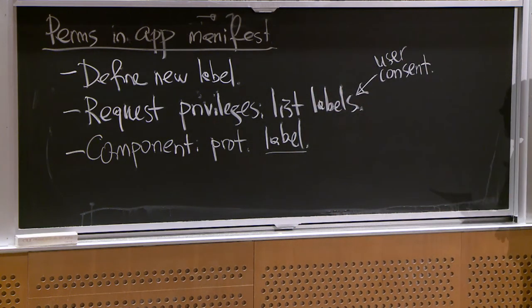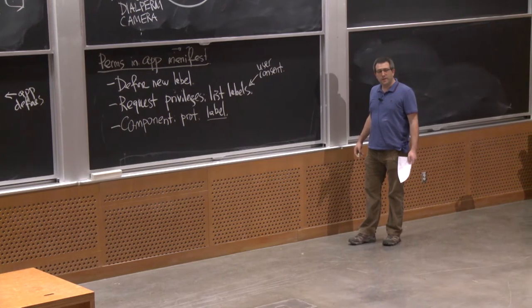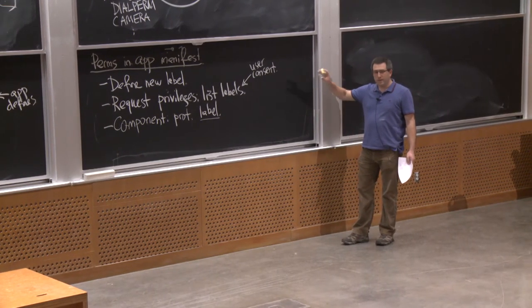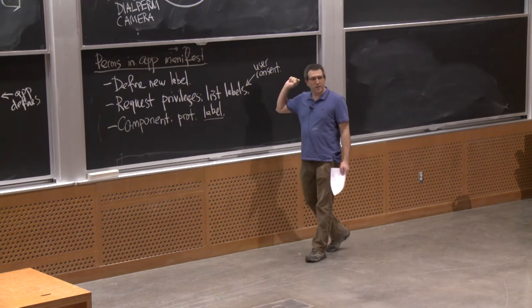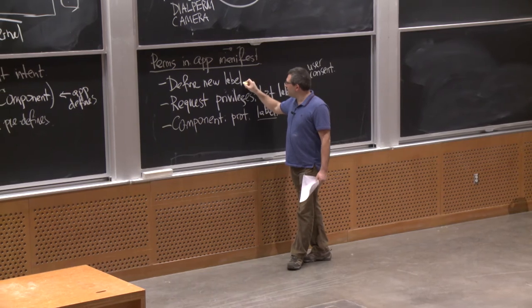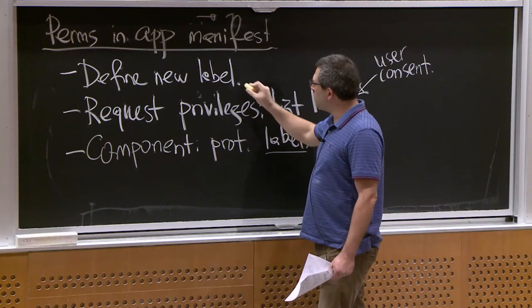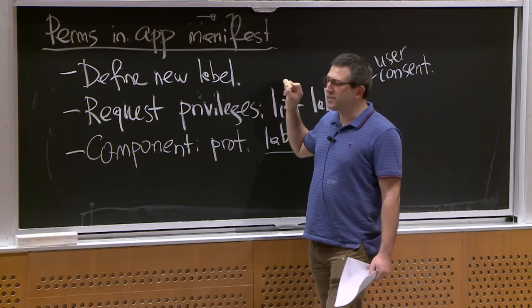Okay. Question? Maybe you have to define a new label. It might just be a detailed question, but is there any restriction on what that can be? You could maybe define a duplicate or something. Yeah, so there's actually kind of a funny thing in Android. In my personal sense, I don't think they really thought out this new label plan as well.